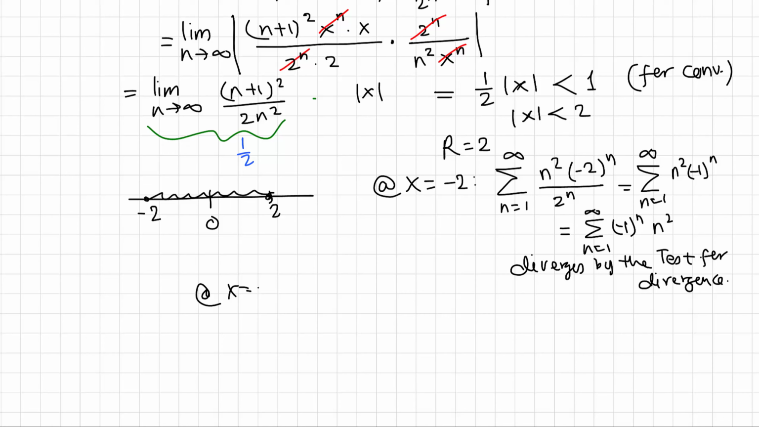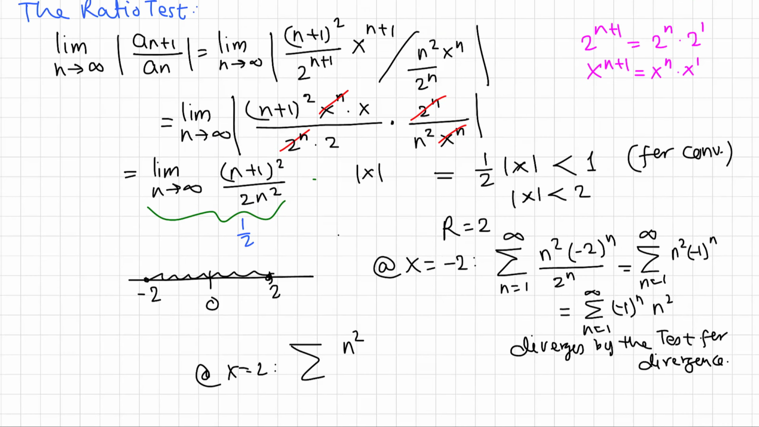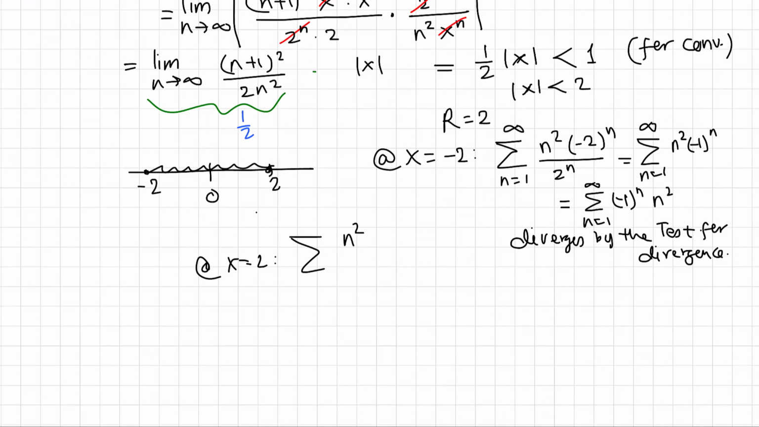In the same way, let's do it at 2. The series is n squared x^n over 2^n, and x now is 2. So 2^n over 2^n, n from 1 through infinity, the 2^n cancel. So this is simply n squared. n squared is not going to 0 when n goes to infinity, so this one also diverges by the same test, the test for divergence.